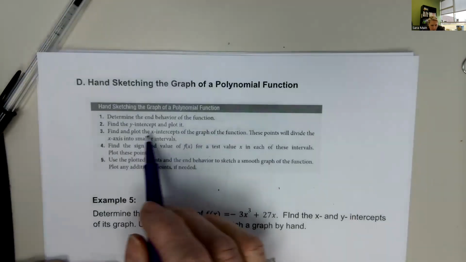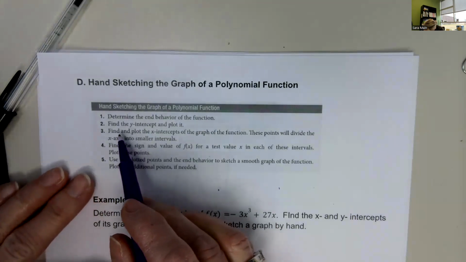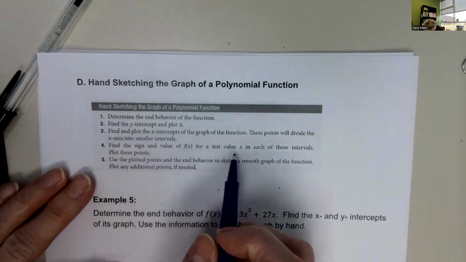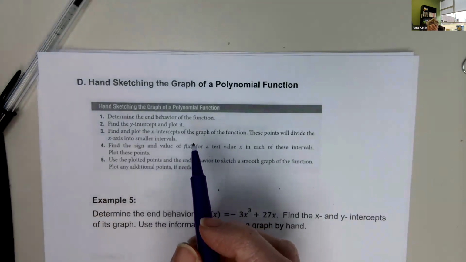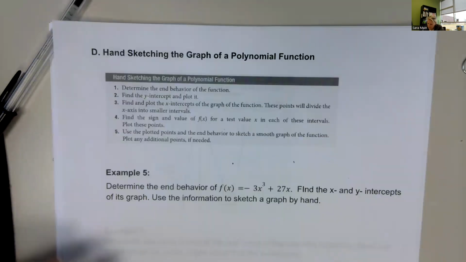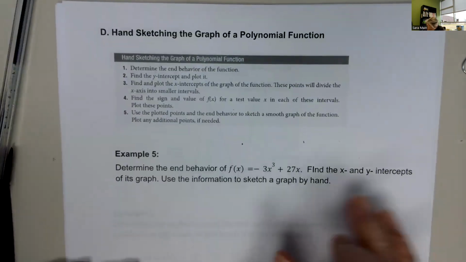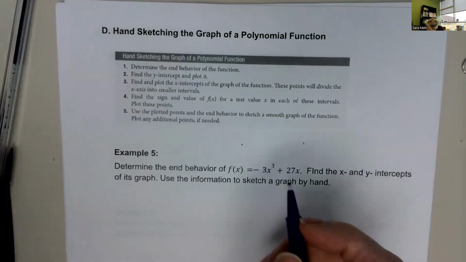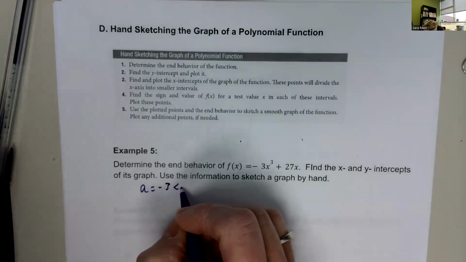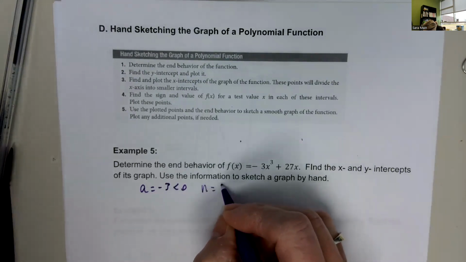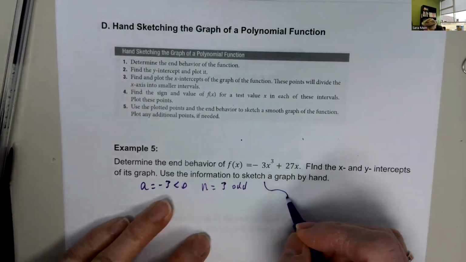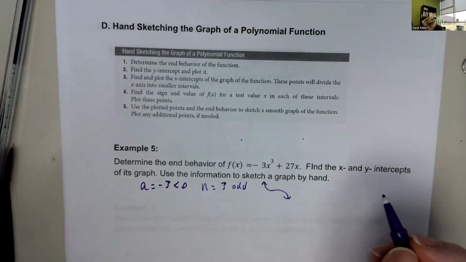So you're going to find the end behavior, the y-intercept, and then you're going to find and plot the x-intercepts. And then you're going to find the sign and value of the function for a test value, just to make sure where these are plotted. And then use the plotted points and the end behavior to sketch a smooth graph. So let's do that for example 5. In example 5, a is equal to negative 3, which is less than 0, and n is equal to 3, and it's odd. So we know that it's going to be something like this in general.